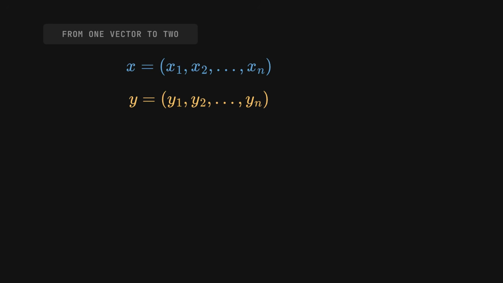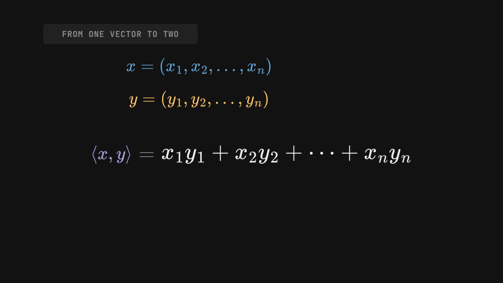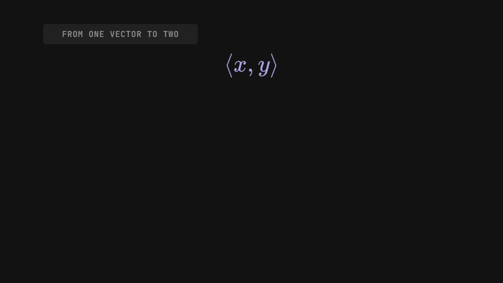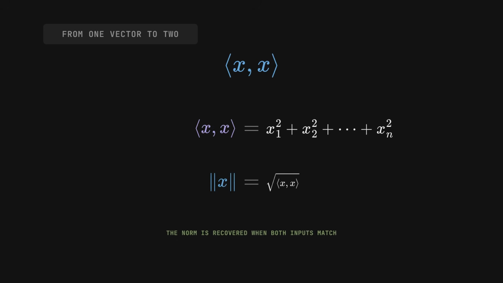In Rn, the same pattern continues through all n components. Multiply corresponding components and add all the products. In summation notation, this is the sum from i equals 1 to n of xi yi. When the two inputs are the same vector, each component is multiplied by itself. We end back at the sum of squares from previously, and therefore the norm of x.